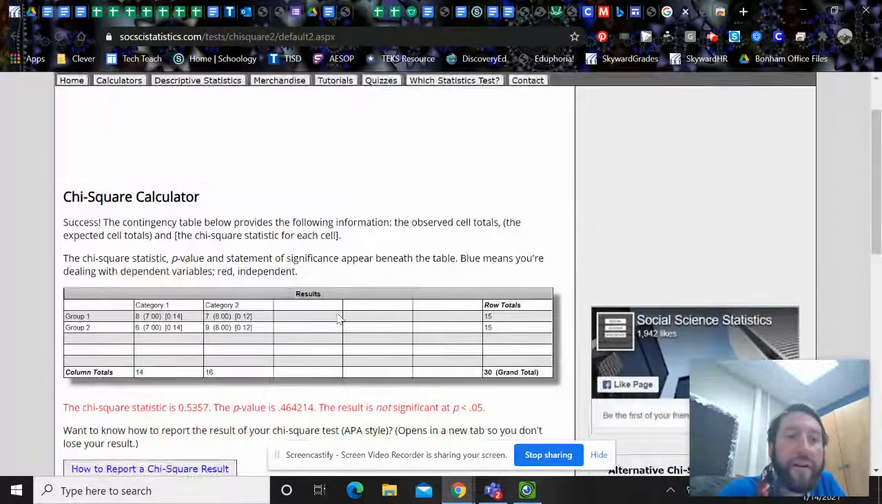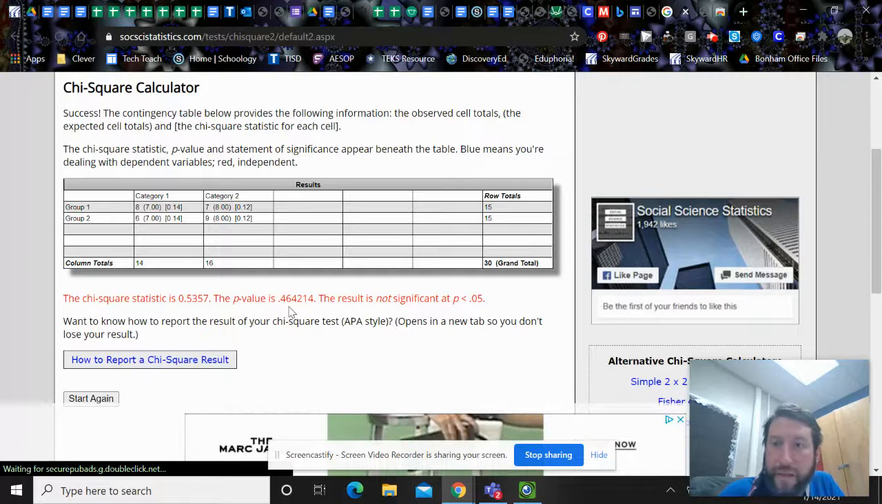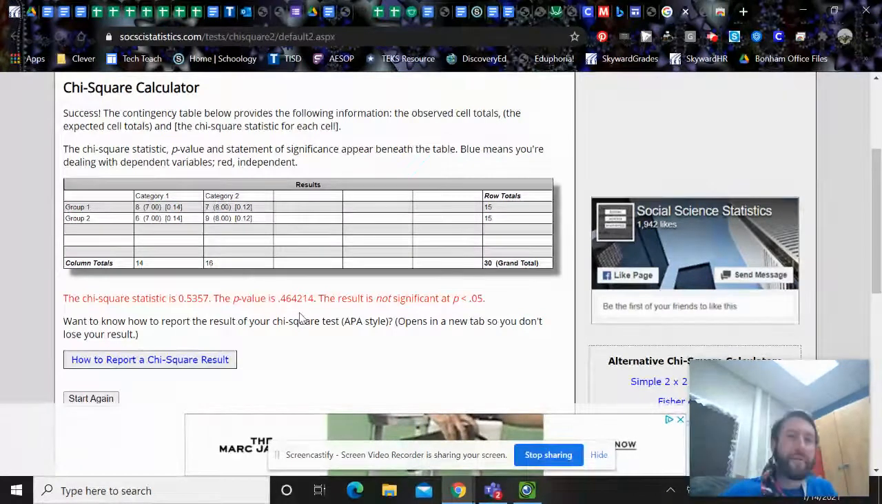Calculate chi-square. It will give you the chi-square value, and it will also give you the p-value. So it gives you both. So it gives you chi-squared and the p-value, right? So that's how you use the calculator. And with that, you should be okay.